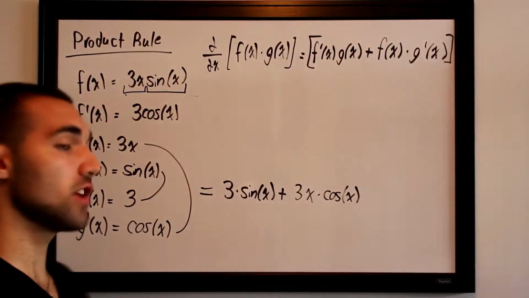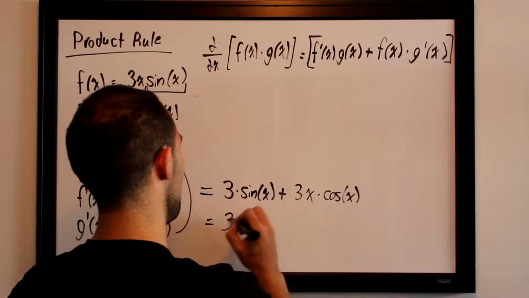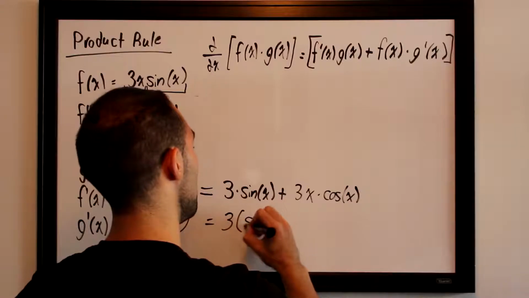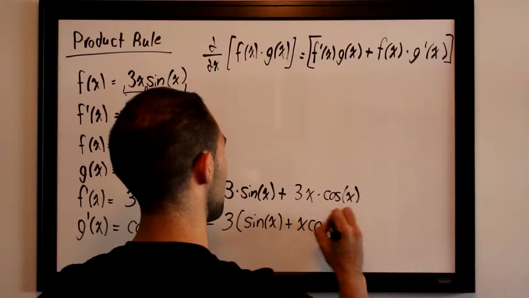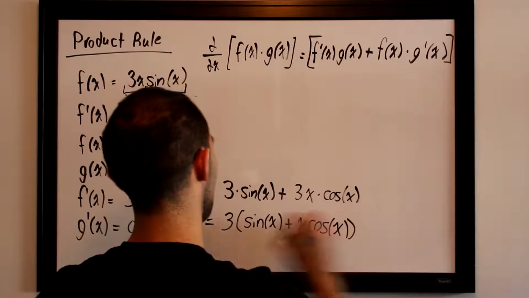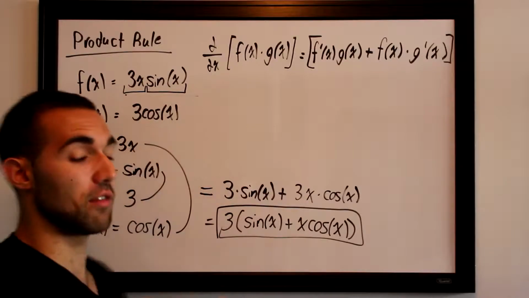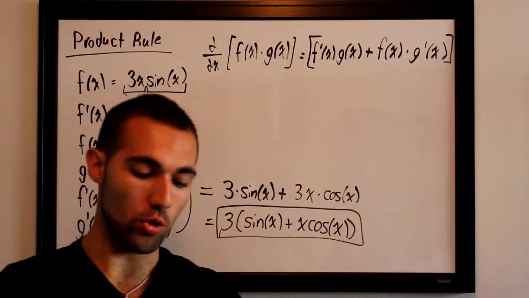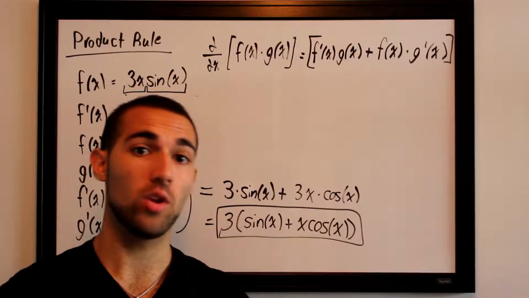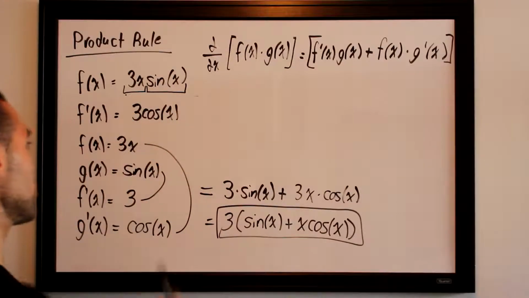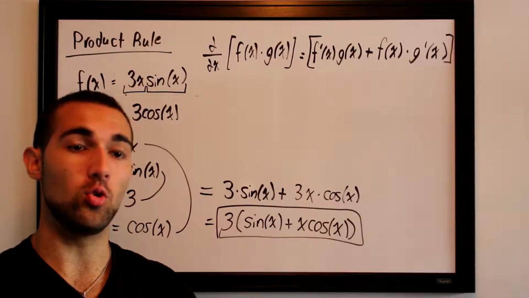If we wanted to clean this up slightly, we can pull out a 3. So this would be 3 multiplied by sine of x plus x cosine of x. And that is the derivative of our initial function, 3x sine of x. So now we'll just go through a handful of examples of how to apply the product rule. It's always the same process. You just write out your f, your g, your f prime, and your g prime, you connect them, and then you add them all up.